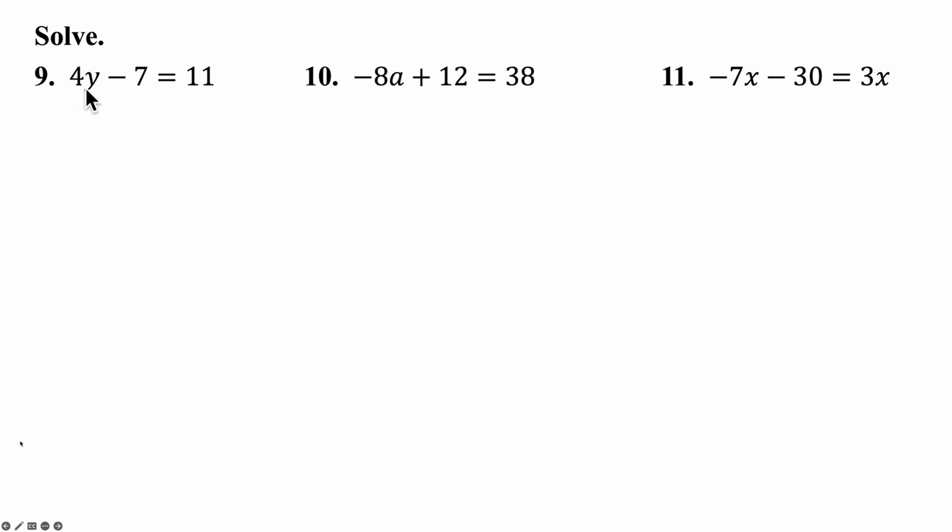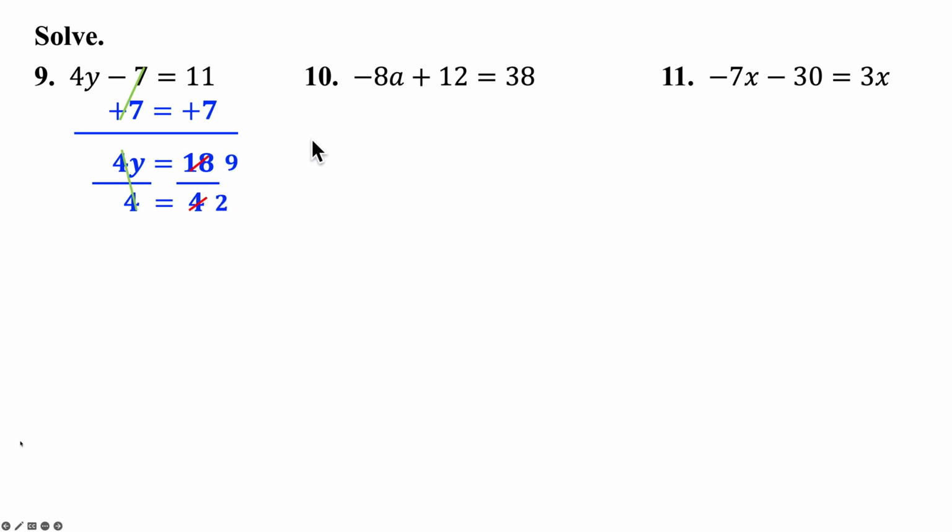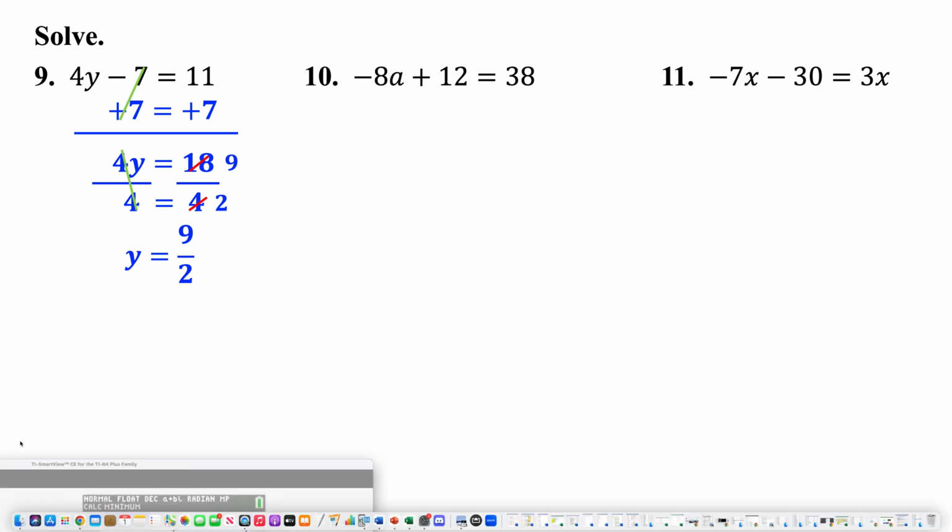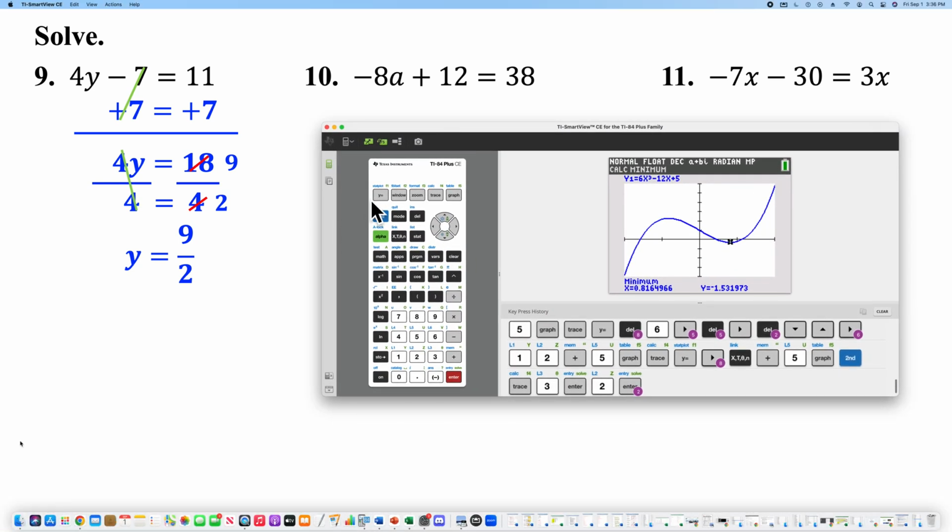So there's only one y term over here on the left, so everything on the left has to move to the right. Starting at the bottom of your order of operations, there's a minus sign. You have to get rid of that. Add the 7 to both sides. 4y is now equal to 18. Then we divide by 4. We're going to reduce this, and we're going to get 9 halves. There's my final answer.